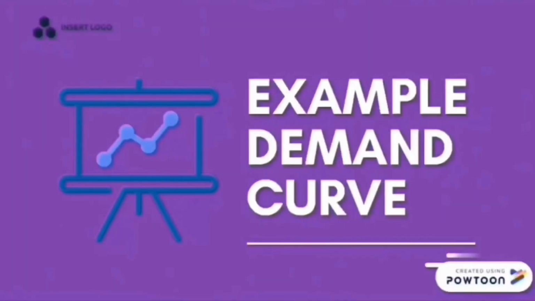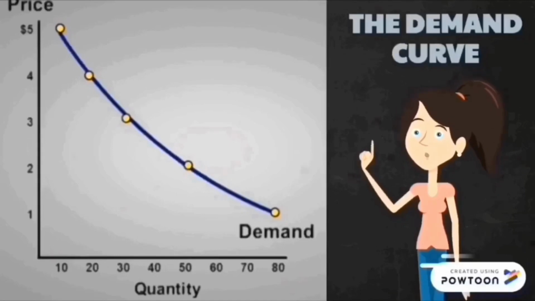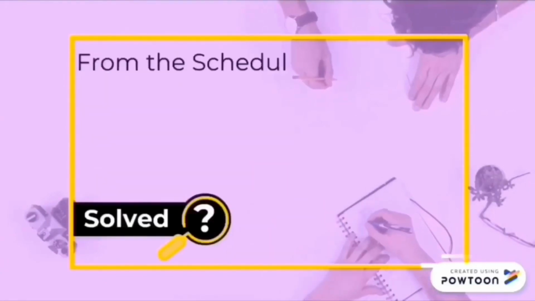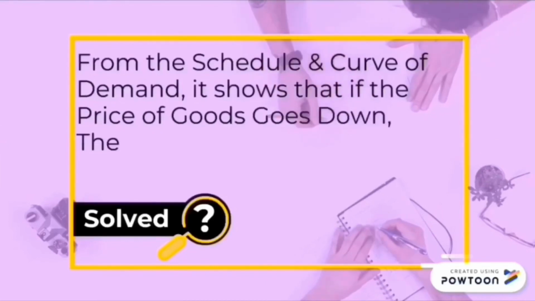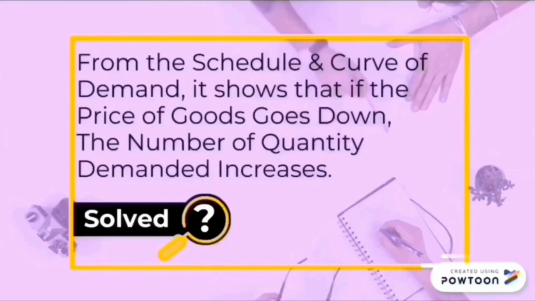Example of a demand curve. The demand curve is a visual representation of how many units of a good or service will be bought at each possible price. It plots the relationship between quantity and price that has been calculated on the demand schedule. From the schedule and curve of demand, it shows that if the price of goods goes down, the quantity demanded increases.